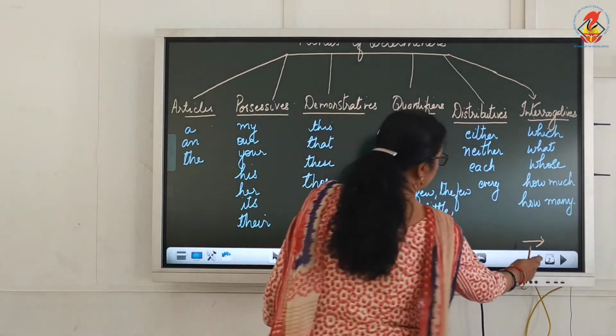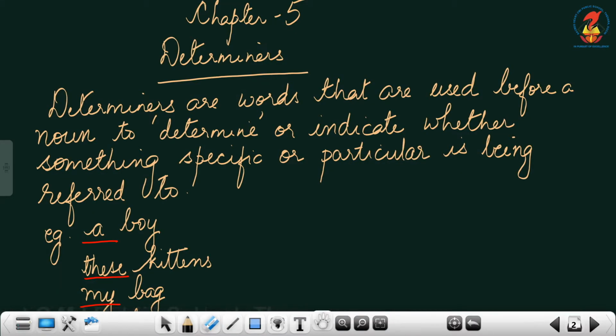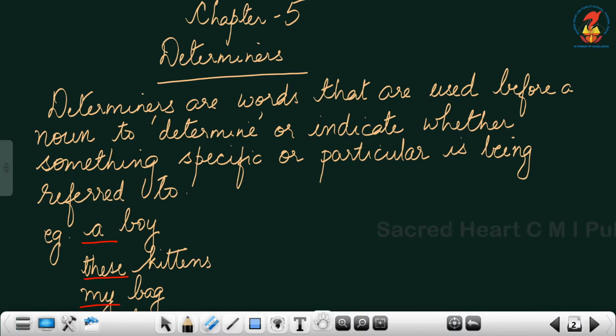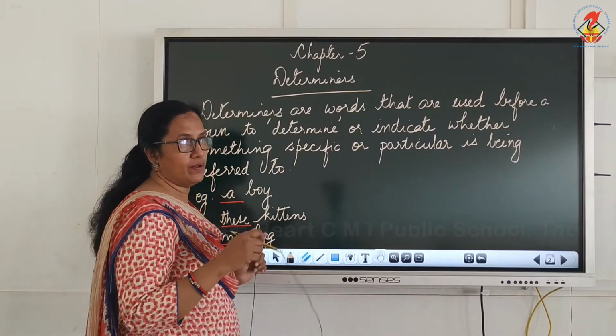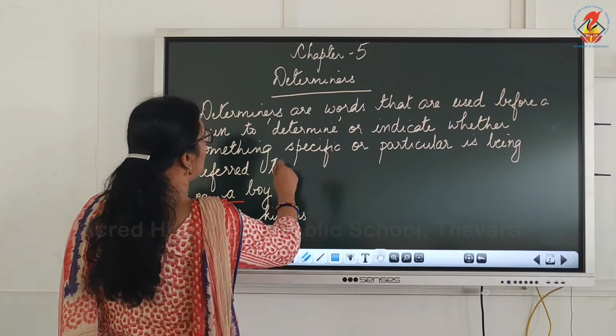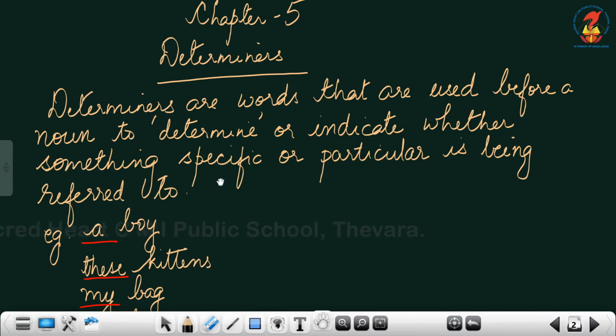Now, what do you understand by the term determiners? If you read the definition, determiners are nothing but words that are used before a noun to determine or to indicate whether something specific or particular is being referred to. Remember that these are special words that are always used before the noun or the pronoun to tell us something specific or particular is being referred to.